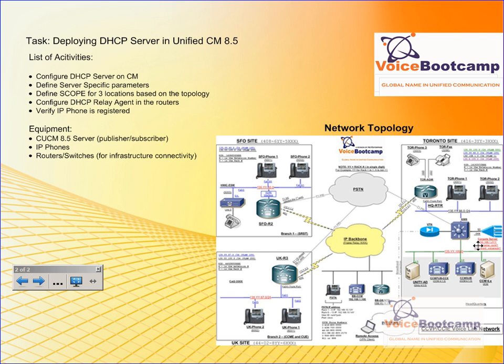So the 3 locations we have, again, the HQ side, we have 2 IP phones. Site B, for example, has 2 IP phones, and Site C has 2 IP phones. All 6 phones should register to Call Manager.